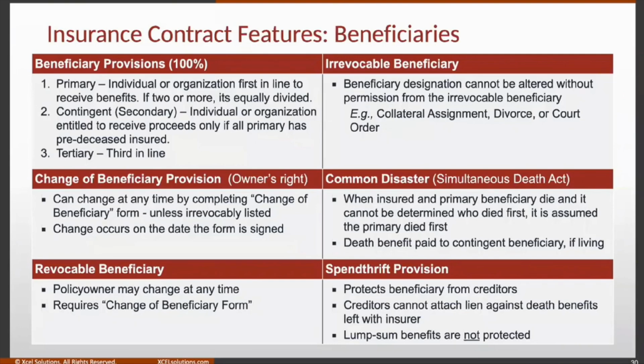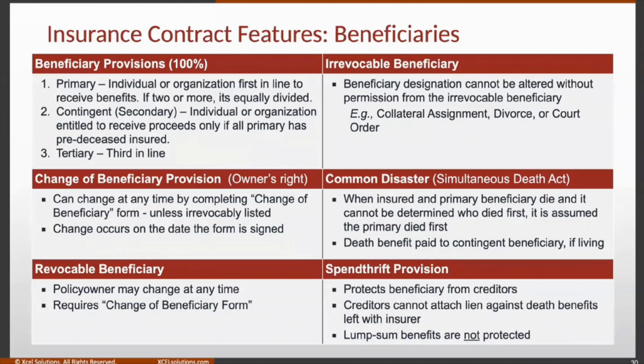Now, common disasters, simultaneous death act. When the insured and primary beneficiary die at exactly the same time, and medical personnel arriving on the scene cannot determine who died last, law says insured died last. That means the beneficiary died first. If the policy owner had named a secondary beneficiary, then the proceeds would be paid to the secondary beneficiary. But if they did not name a secondary beneficiary at all, now the proceeds must pass through the insured's estate.